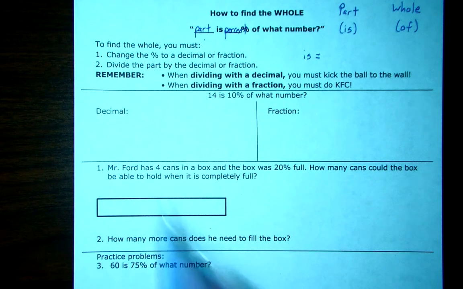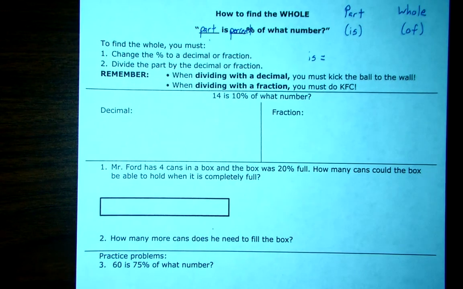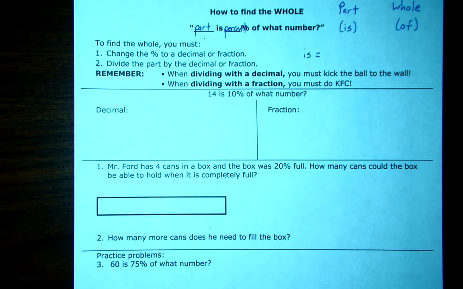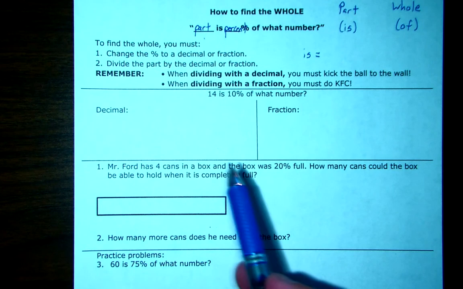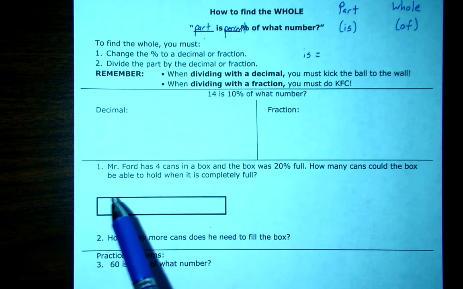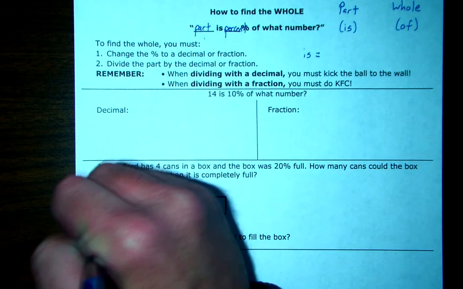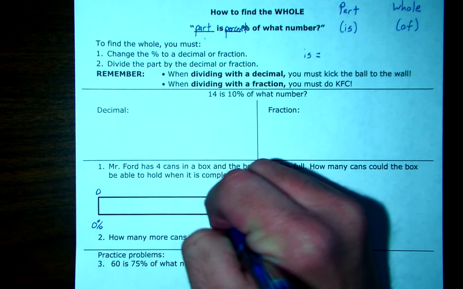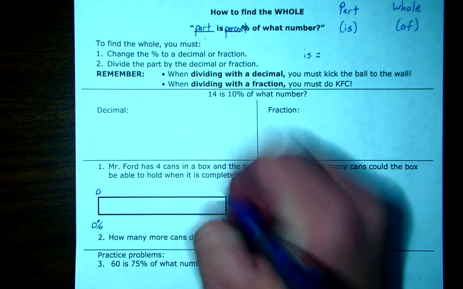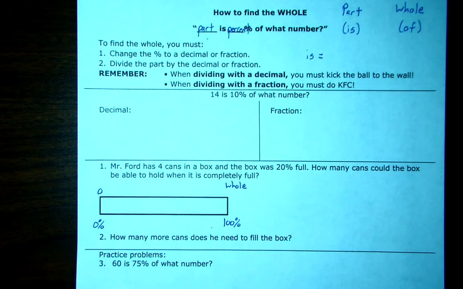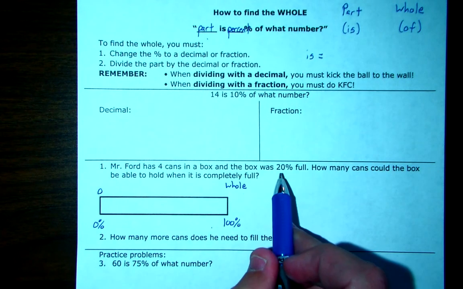Let's start with number one. Miss Ford has 4 cans in a box, and the box was 20% full. How many cans could the box hold when it is completely full? Well, there is no "is" and there is no "of." But let's set up our percent bar like we've done the last 3 days. It gives us some key information. It says the box was 20% full.